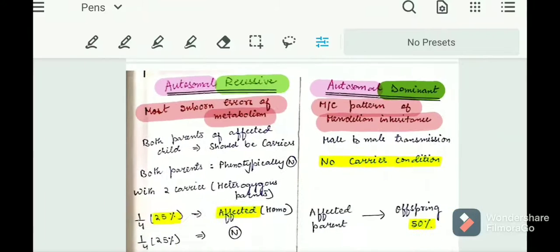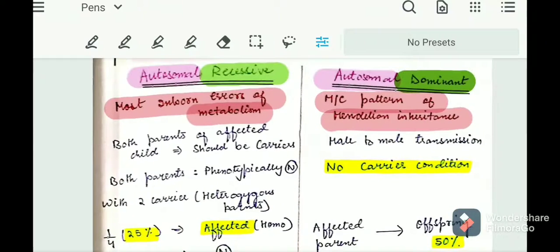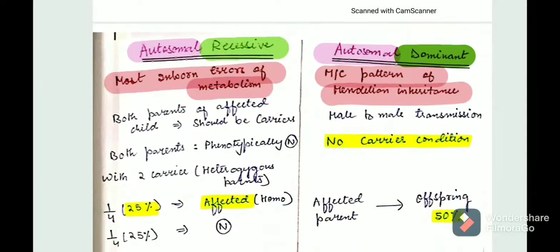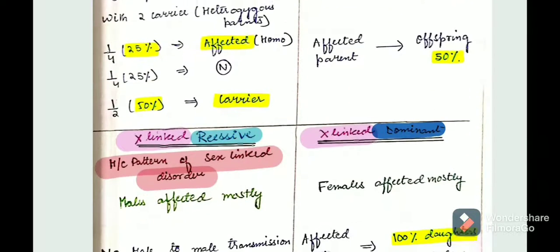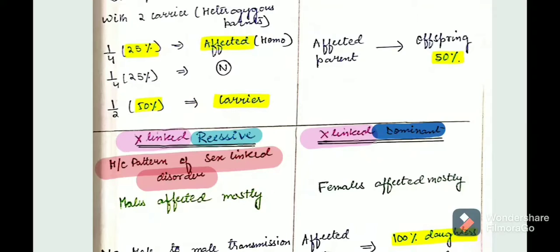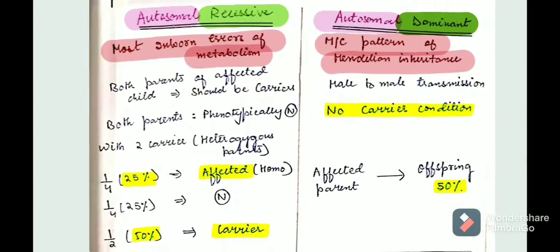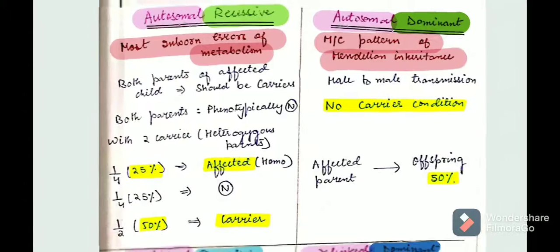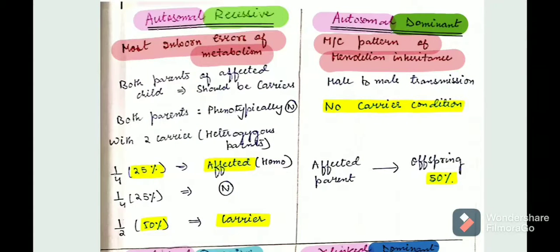Now look at this chart. I have divided this chart into autosomal recessive, autosomal dominant, X-linked recessive and X-linked dominant. So let's see one by one. Autosomal recessive: most of the inborn errors of metabolism are affected in this route. Most of them have autosomal recessive type of inheritance.